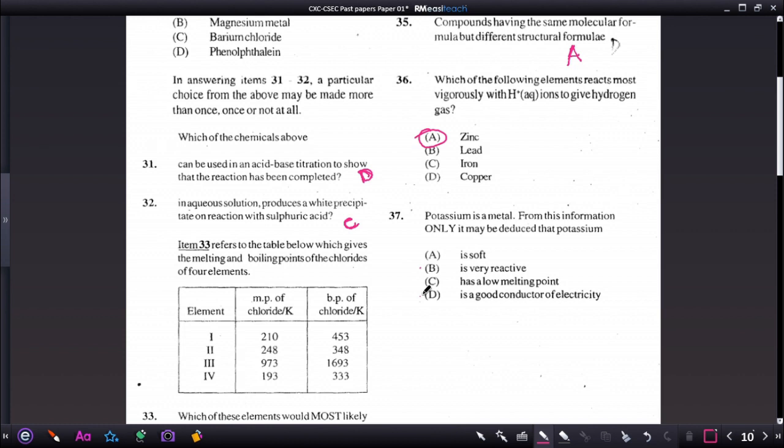Now, we know that potassium is very reactive, and if you were to take potassium out of the equation and just say a metal, would you say that all metals are reactive? That's not true, right? But can we say that all metals are conductors of electricity? Of course. Okay, so that's the logic behind it. So the answer is D.